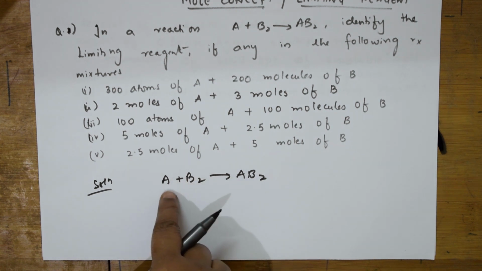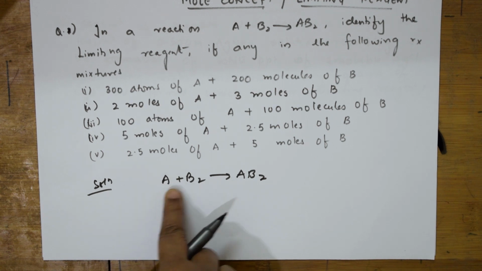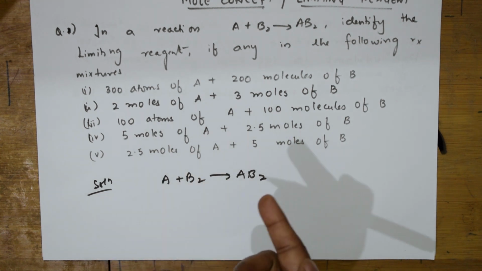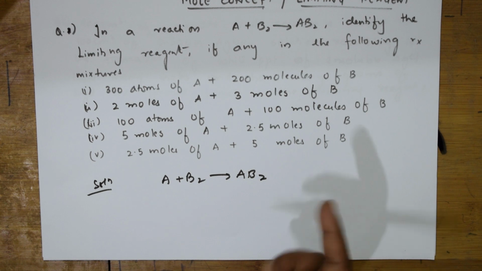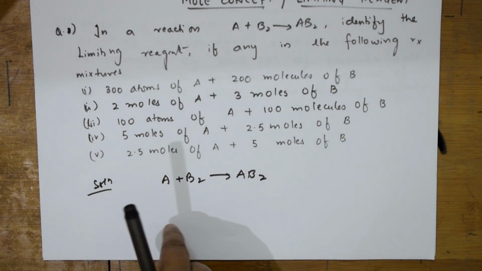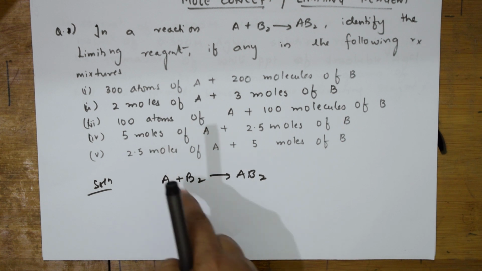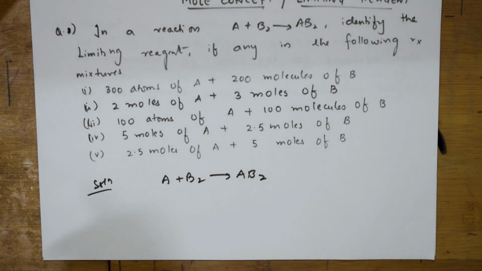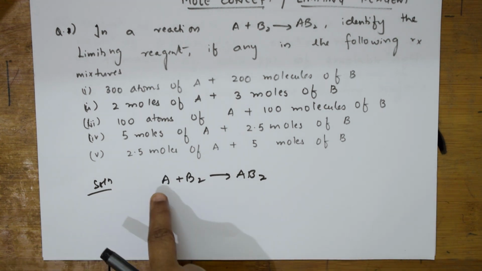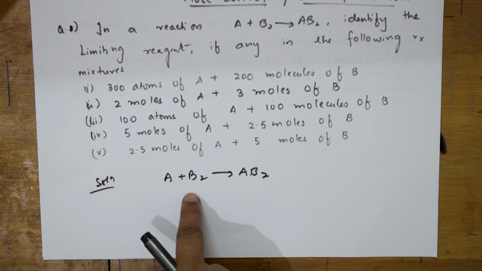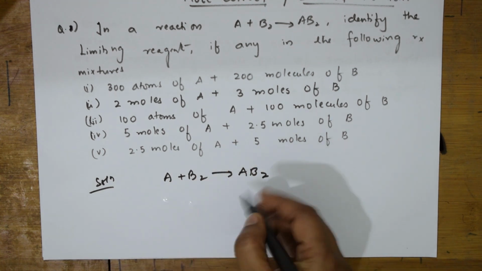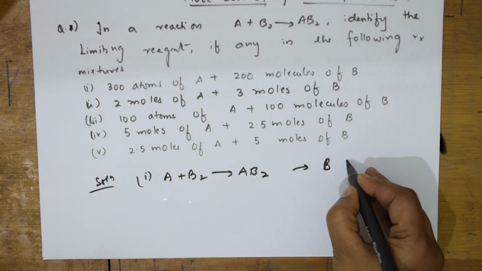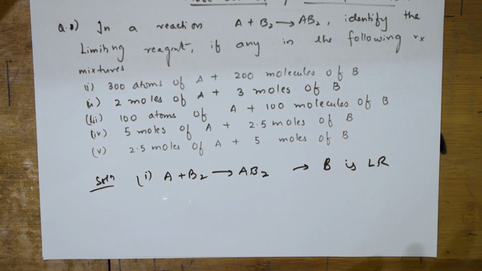Identify the limiting reagent. Once again, let us come back. According to this, one atom of A reacts with one molecule of B. So let us take 300 atoms of A and 200 molecules of B. 300 atoms of A will react with 200 molecules of B. Which is more? 300 A is more and 200 B is less, isn't it? So in case 1, B is a limiting reagent. That is case 1.